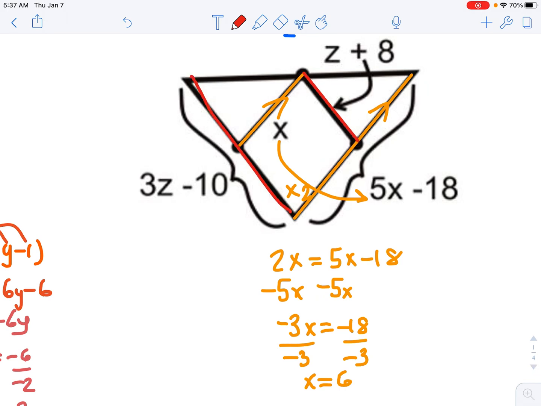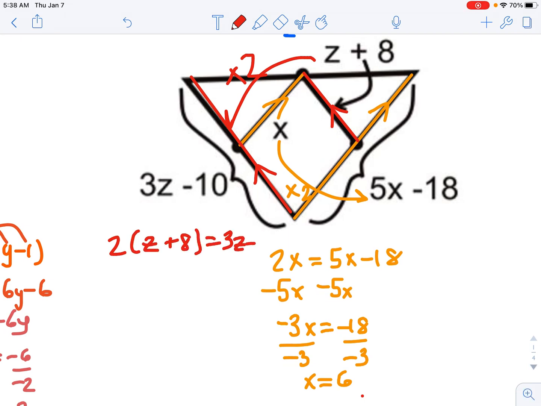Similarly, now let's focus on the z stuff. Alright. The z stuff, parallel, mid-segments. So remember, I gotta multiply by 2. Multiply the mid-segment by 2. So I'm gonna get 2 times z plus 8 equals 3z minus 10.